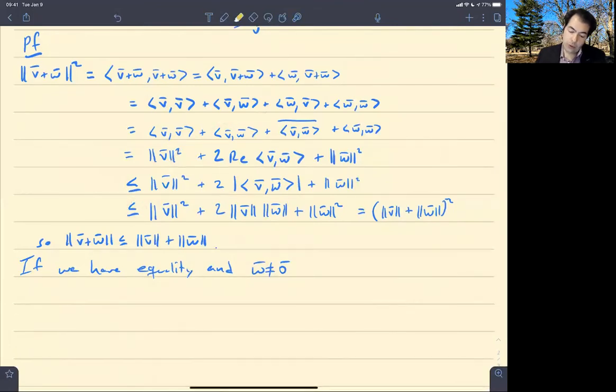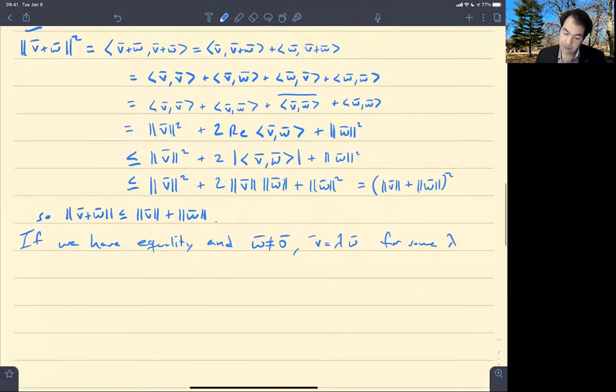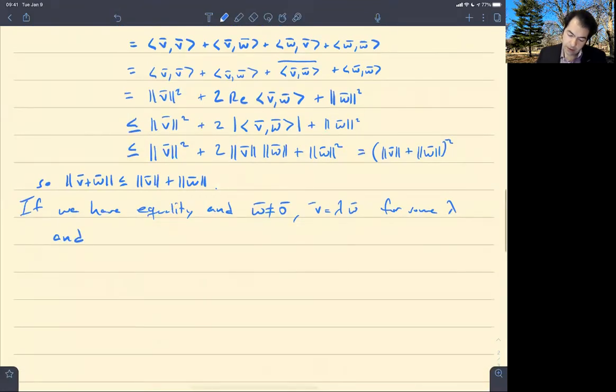then you know from the previous theorem that v must be equal to a multiple of w. So v is equal to, say, lambda w for some lambda. That gives us equality here. And then we still have equality here. So what does that tell us? The real part of the inner product of v with w has to be equal to the modulus of the inner product of v with w.